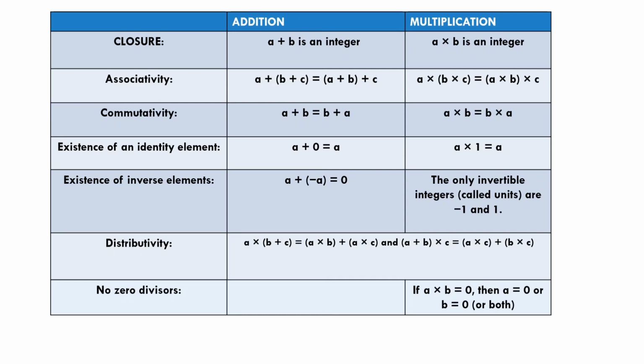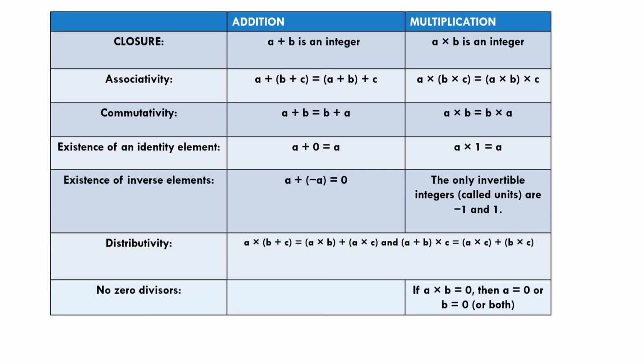where change in its position does not change the final answer. That is, a plus b is also equal to b plus a. Same applies for multiplication. a multiplied by b is also equal to b multiplied by a. Any number added to 0, the final answer is the number itself, and any number multiplied by 1, the final product is the number itself.